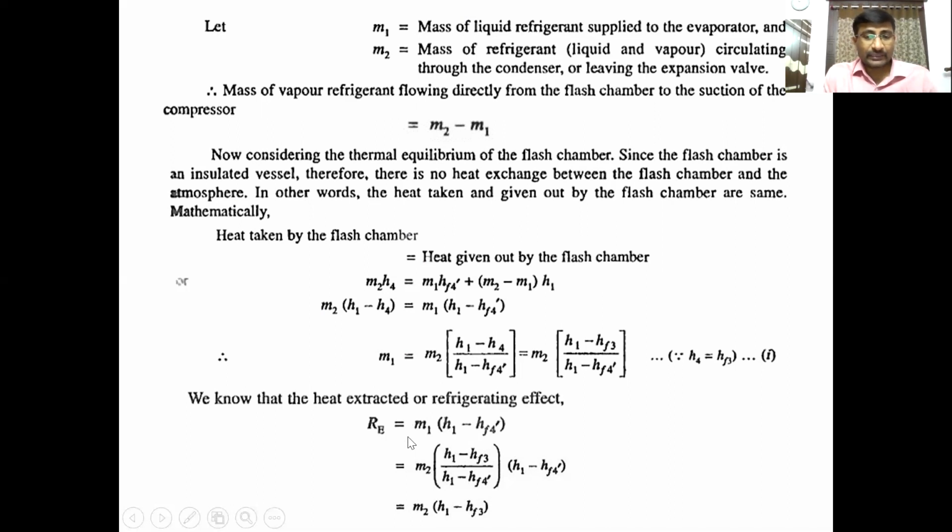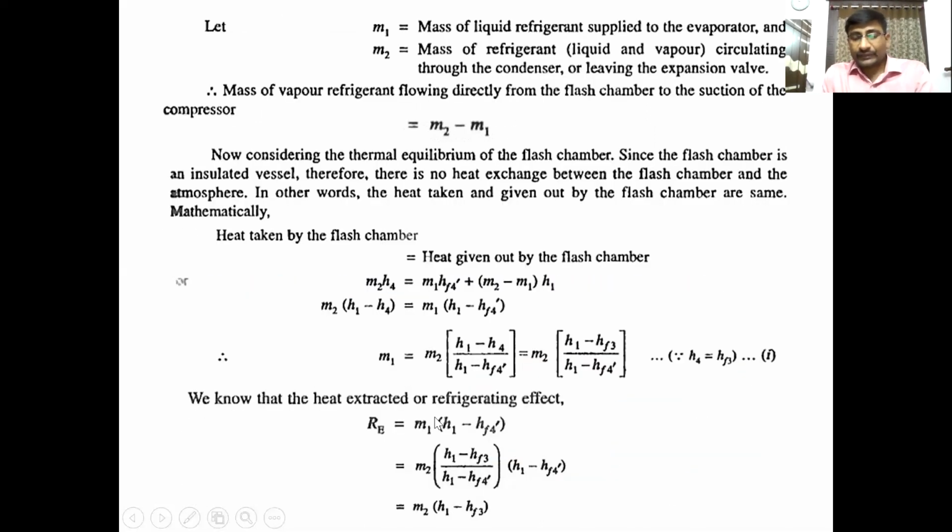But the mass of refrigerant entering the evaporator is somewhat less than the mass of refrigerant entering the compressor. So M1 is the mass of refrigerant entering the evaporator, and in place of M1 we can write M2 into (H1 minus Hf3) by (H1 minus Hf4 dash), multiplied by (H1 minus Hf4 dash). Here (H1 minus Hf4 dash) cancels, as the numerator and denominator are the same parameter. Therefore, M2 into (H1 minus Hf3) is the refrigeration effect. Clear?